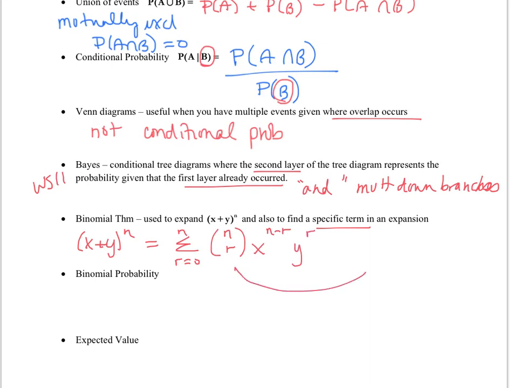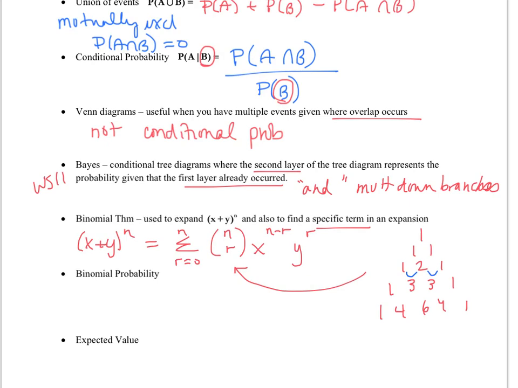Now, an alternate to using the nCr to get those coefficients was Pascal's triangle. And remember, Pascal's triangle started with a 1 and then a 1, 1, and then from there we were able to do 1, 2, 1, 1, 3, 3, 1, and just add the two numbers diagonally above it to get the number below it.